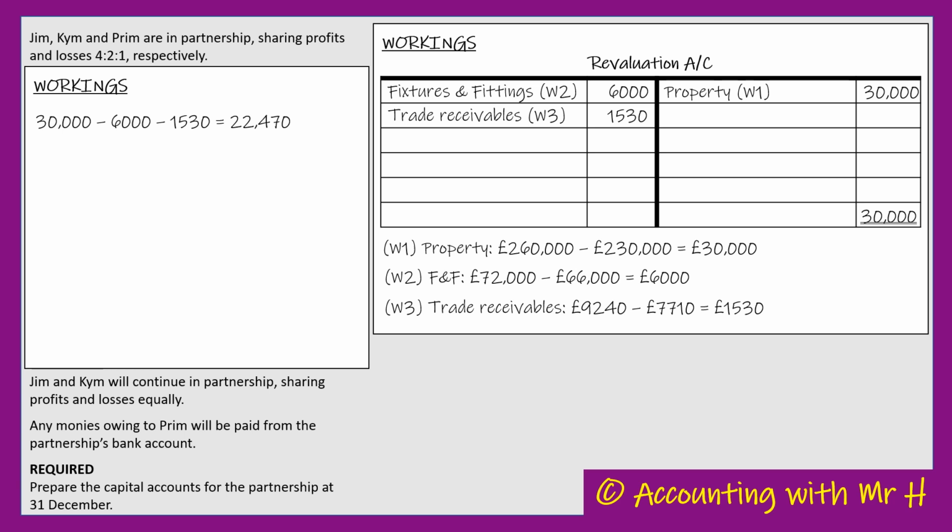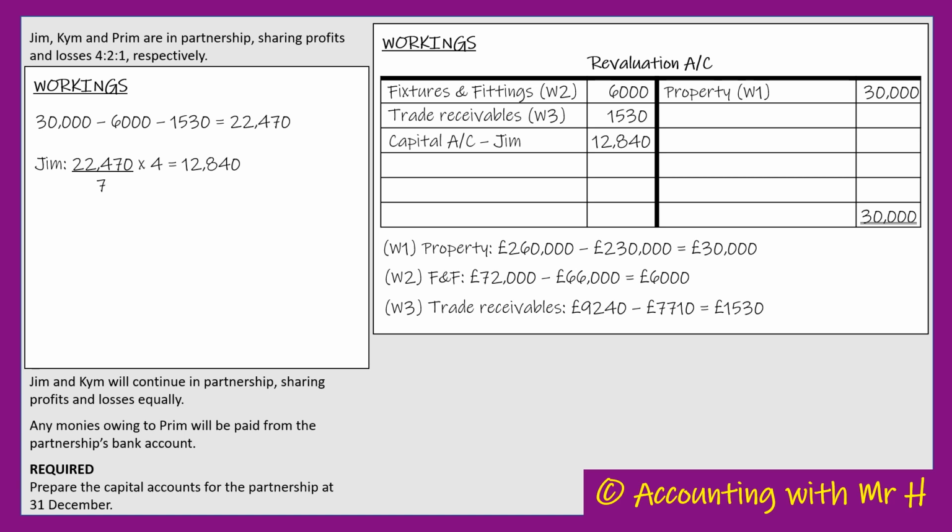I have to share this out between all three of them. I can't just do it for Prim, even though it's just her leaving. We have to now adjust the capital figures for all three partners. And unless it tells me otherwise, I'm going to share out this 22,470 in their last agreed profit ratio, which in the question, for Jim, Kim and Prim, the ratio in their partnership is 4:2:1. So Jim is having 4/7 of that 22,470, and so I'm going to put that on the debit of revaluation, and you'll see I'm sending it to his capital account.